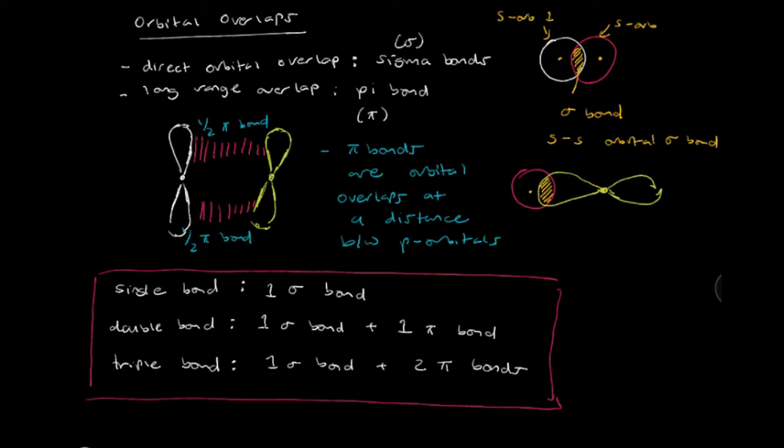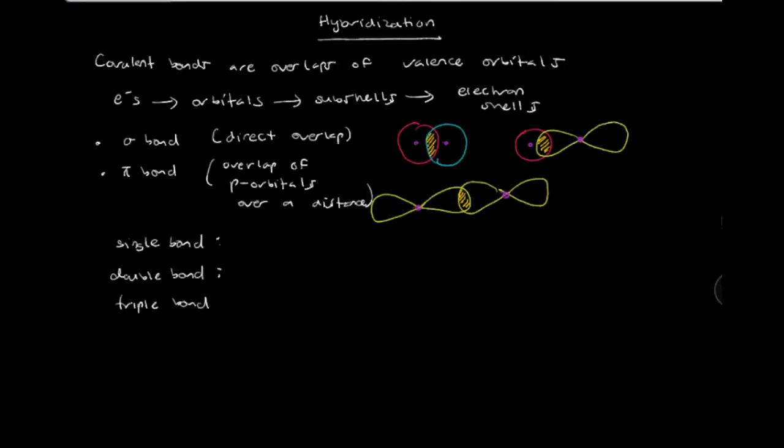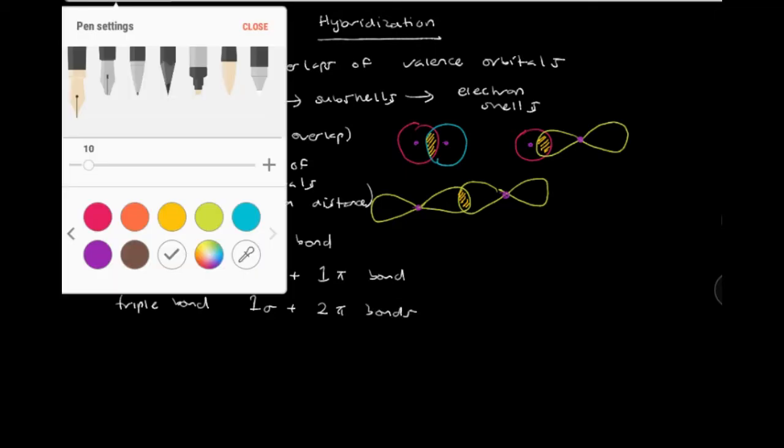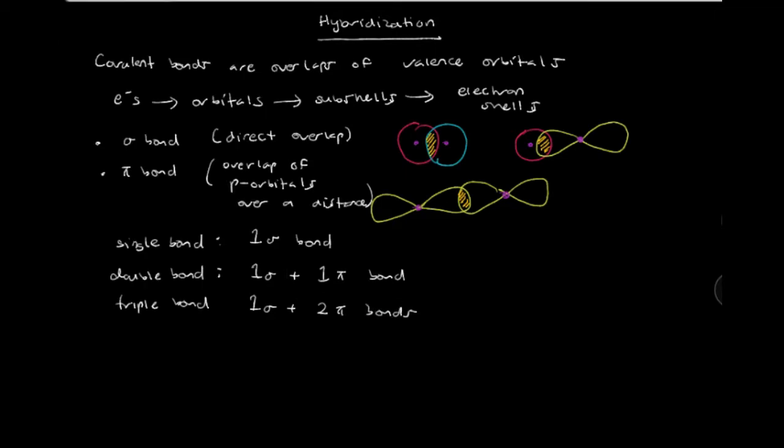Okay, so let's take a look at hybridization and some of the combinations. The single bond is effectively a sigma bond. A double bond is a sigma bond and a pi bond. And a triple bond is one sigma bond and two pi bonds. Right, and once again, a pi bond is an overlap of p orbitals over a distance.